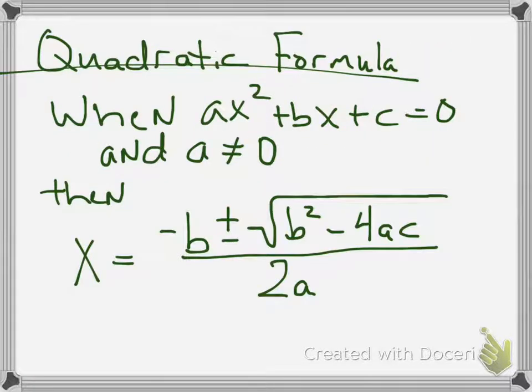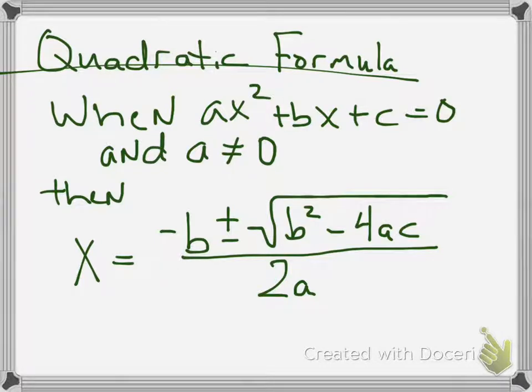So what is the quadratic formula? When ax squared plus bx plus c equals 0 and a is not equal to 0, the solution for x is negative b plus or minus the square root of b squared minus 4 times a times c, all of that over 2a. Alright, so what does all that mean?